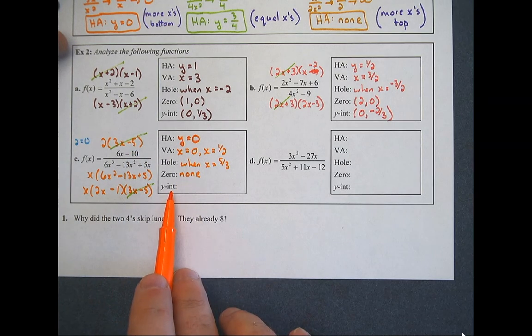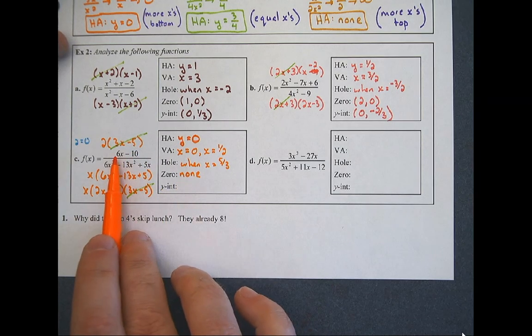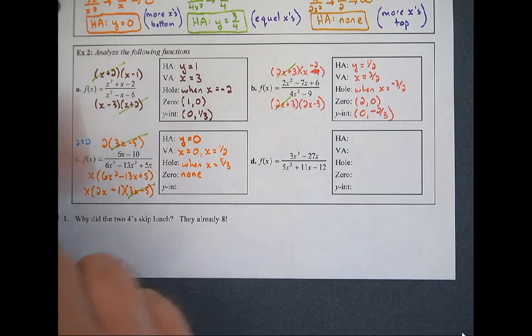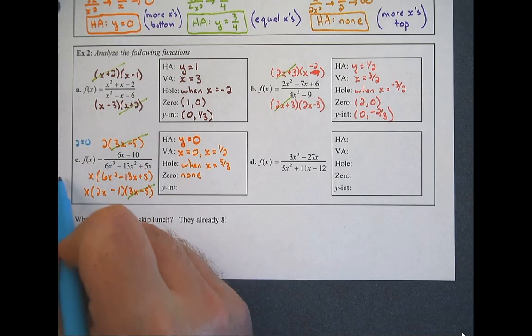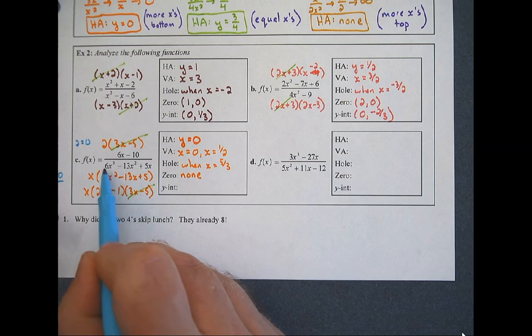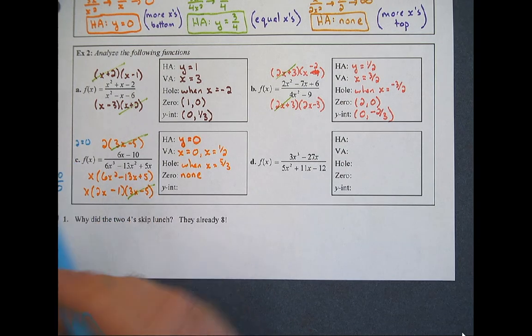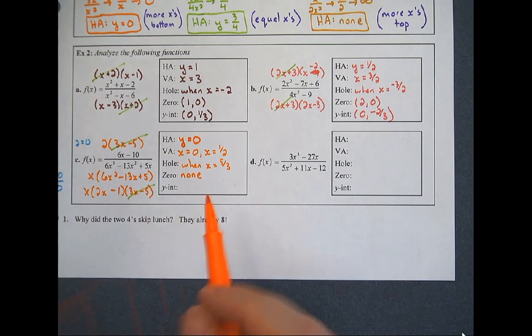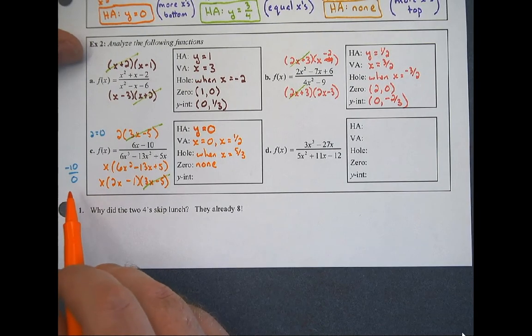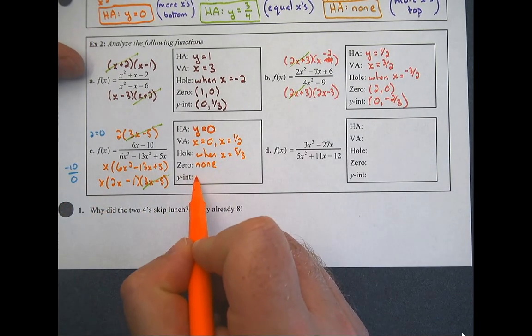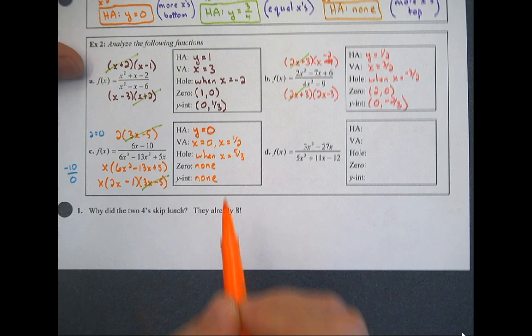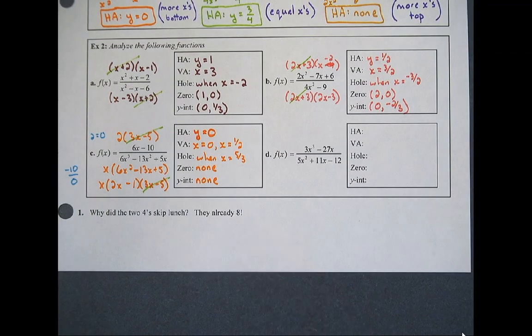And then for the y-intercept, I put 0 in the top and put 0 in the bottom. When I put 0 in the top, I would get -10. When I put 0 in the bottom, I would get 0. What's -10 divided by 0? Ooh, that's bad news. -10 divided by 0 is undefined. So this graph didn't have an x-intercept or a y-intercept.